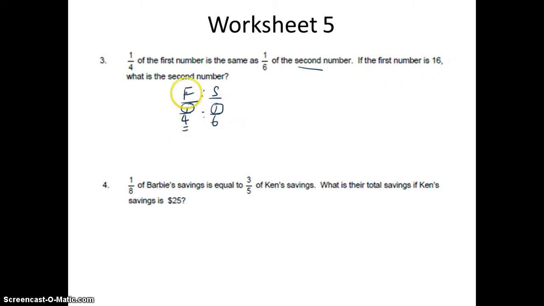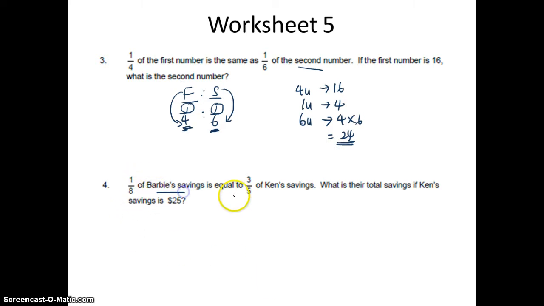So my first number is 4 units. My second number is 3 units. First number is 16. So 4 units is 16. 1 unit is 16 divided by 4, which is 4. What is my second number? Second number is 6 units. 4 times 6, which is 24.